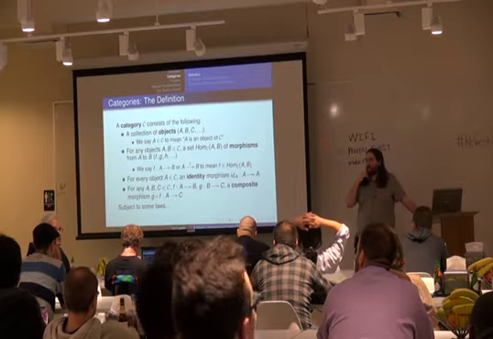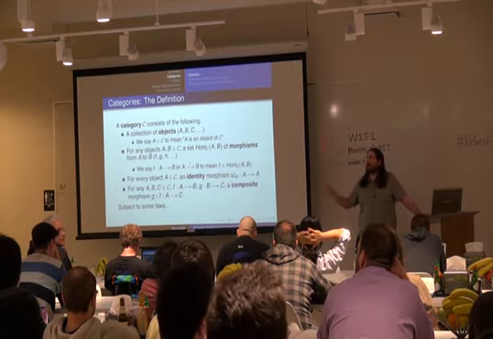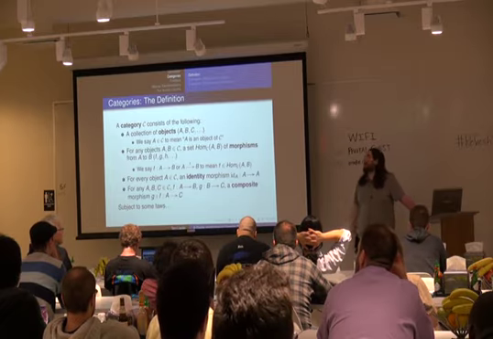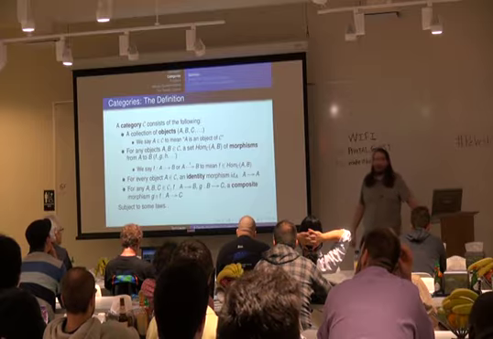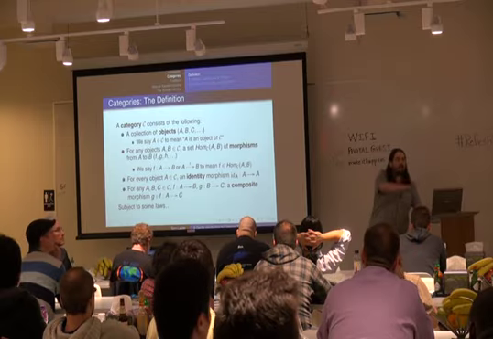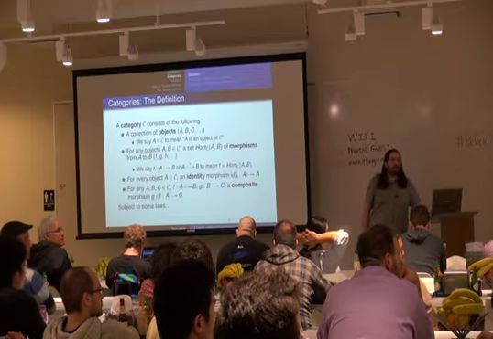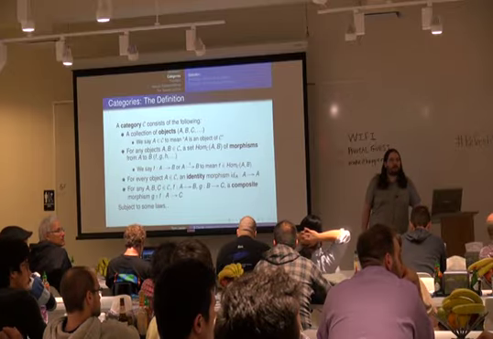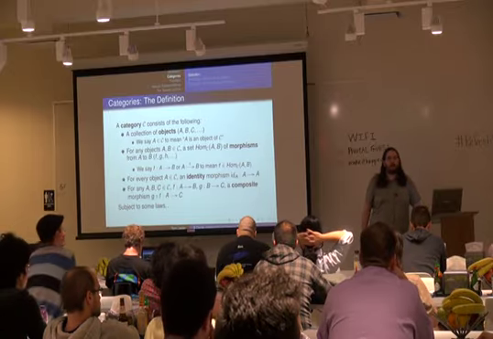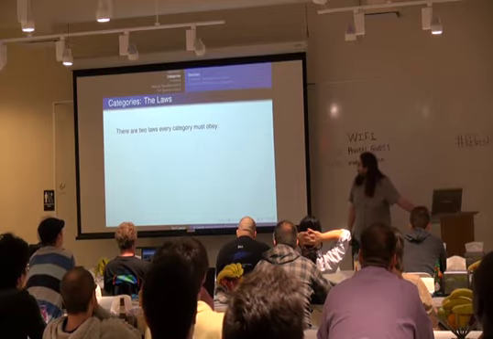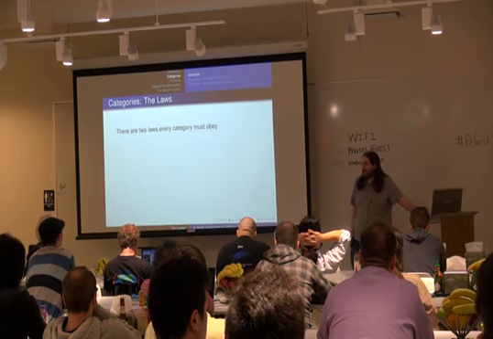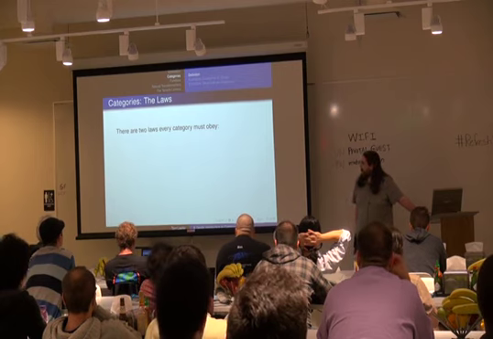It can be, but it doesn't have to be. I'm going to gloss over that a little bit. You can think of it as a set, but it might be very, very large. Yes, I will give some examples of categories which have morphisms that aren't functions. But first I need to tell you what the rules are.